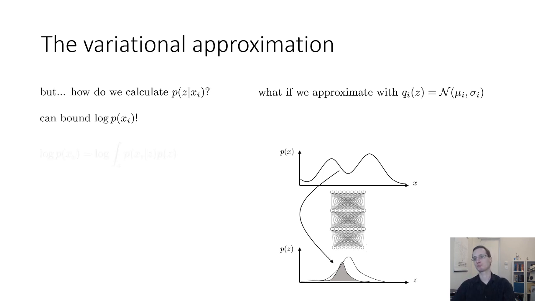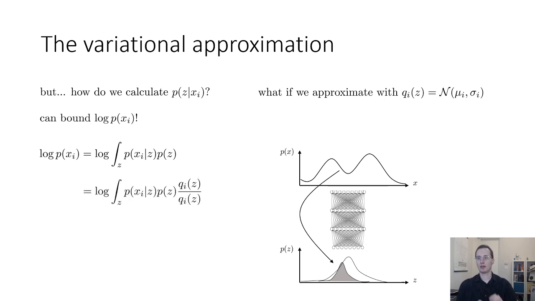So here's how we can do it. Let's start with the expression for log p of xi that uses that intractable integral from before. So we know that log p of xi is the log of the integral over all values of z of p of xi given z times p of z. And now we can multiply the quantity inside the logarithm by 1. And qi(z) over qi(z) is equal to 1. We didn't change anything, we just inserted this little fraction here. We know it's equal to 1, so we can always put that in. And now we'll slightly rearrange the terms.